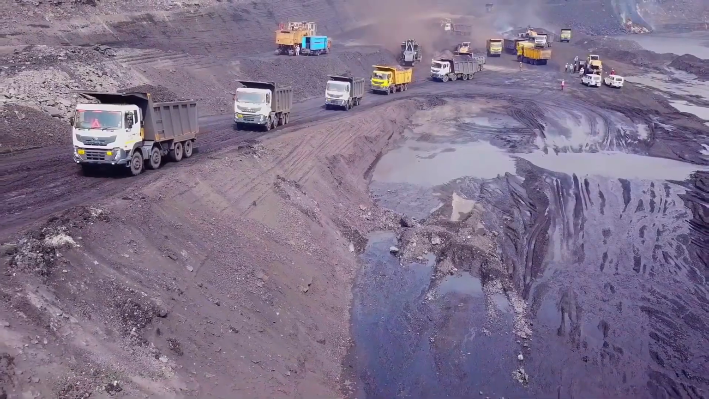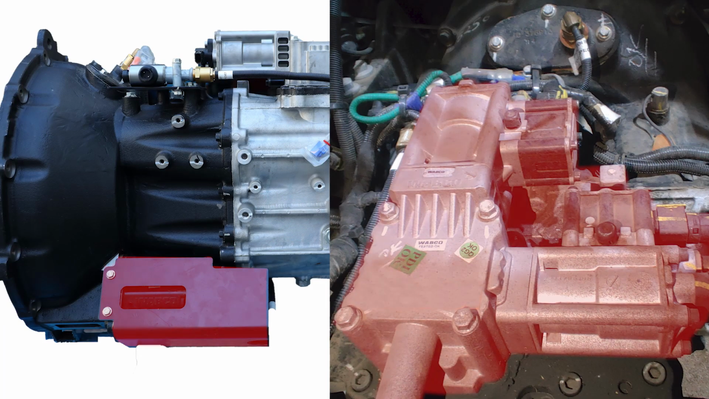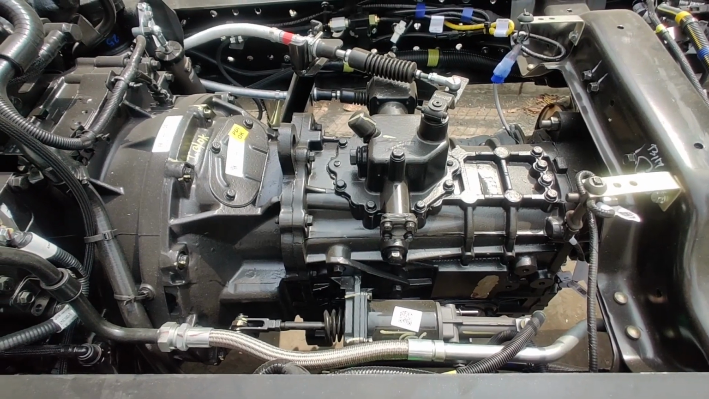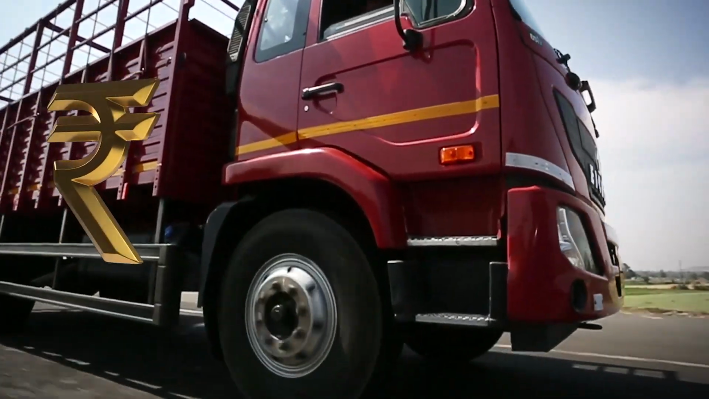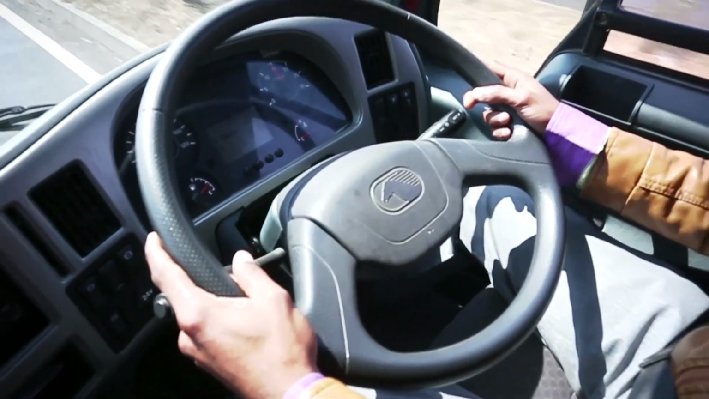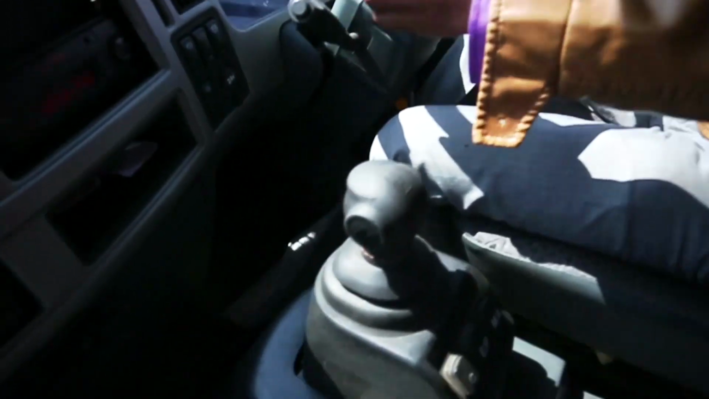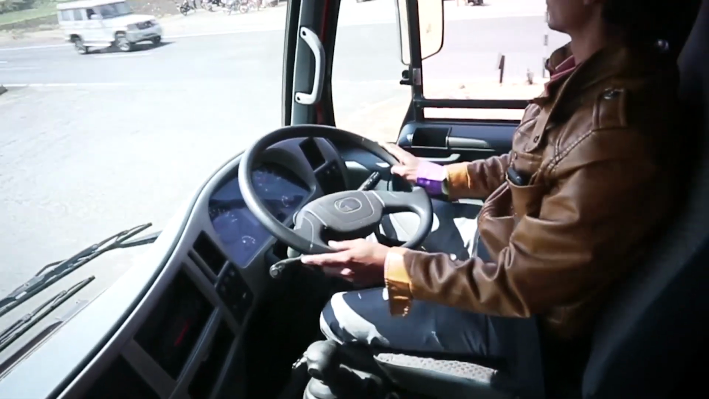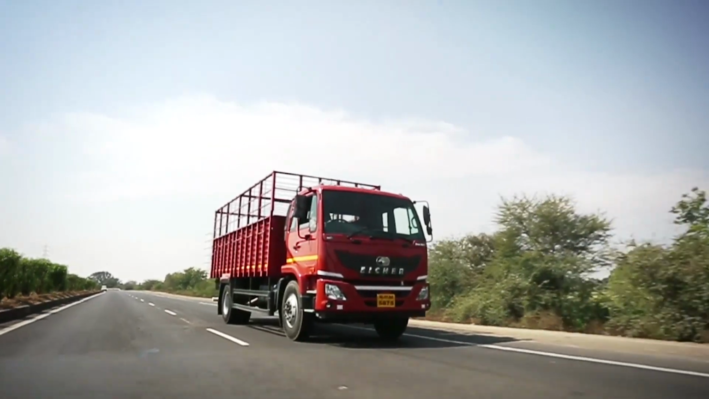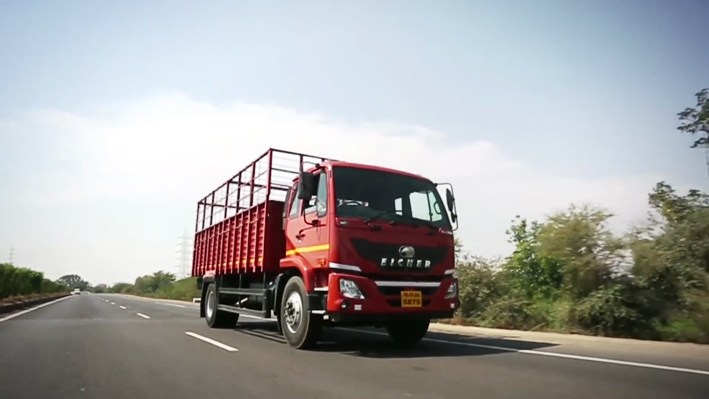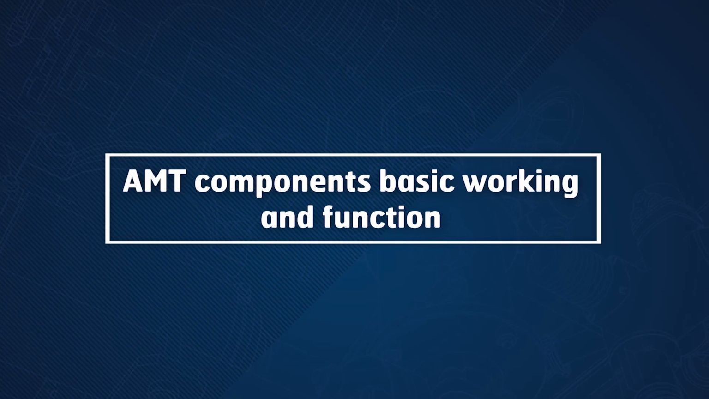Automated manual transmission, AMT, optimizes clutch and gear actuation, reduces the wear of mechanical components and lowers maintenance cost. It automates clutch and gear actuation, helps the driver focus on road and traffic conditions, and therefore increases vehicle and road safety. AMT components, basic working and function.